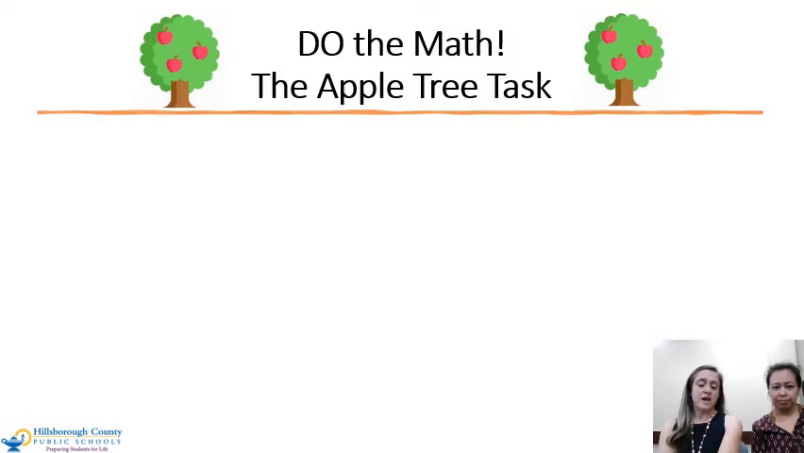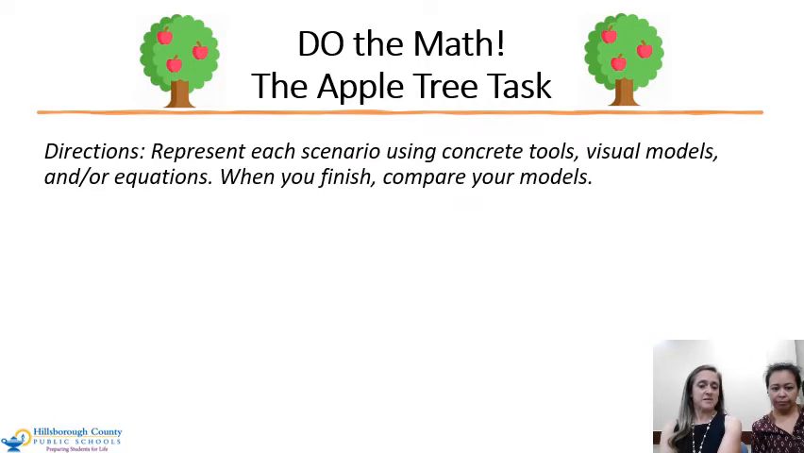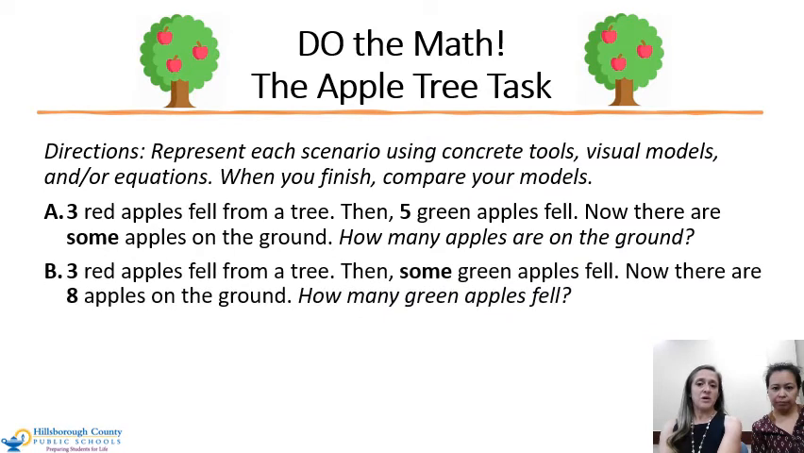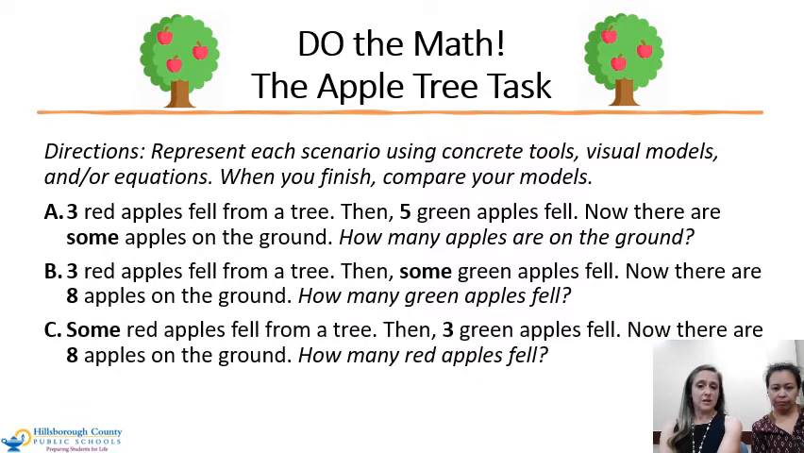So we're going to start with having you do some math. You are going to do the apple tree task in 3 ways. So you're going to see 3 scenarios. You're going to pause the video and represent each of these scenarios using whatever method you'd like. You could use tools, you could use visual models or pictures and or equations. But when you're finished, take a minute to look at and compare your different models, and then push play and come back.